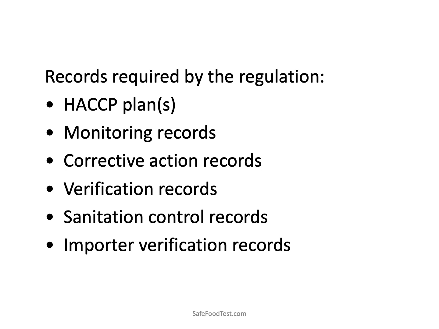There are many records required by the HACCP regulation. Some of the example records that are required are the HACCP plan. If your hazard analysis reveals at least one hazard, then you're required to have a HACCP plan. If you have a HACCP plan, that means you have a critical control point. If you have a critical control point, that means you need monitoring records. That means you need corrective action records. That means you need verification and validation records.